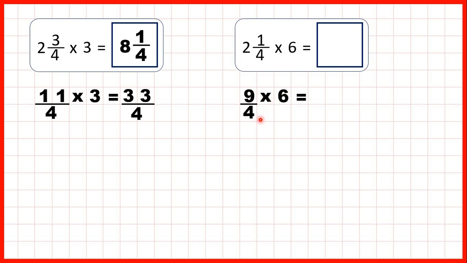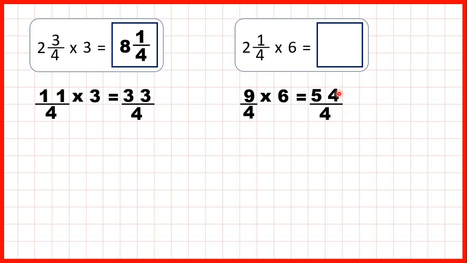If we multiply the denominator by 6 as well, then all we've done is found an equivalent fraction, but we want to make 2 1/4 6 times bigger. We don't want to find something that's equivalent. So 9 times 6 is 54, and we keep the denominator the same. So as an improper fraction, our answer is 54/4.